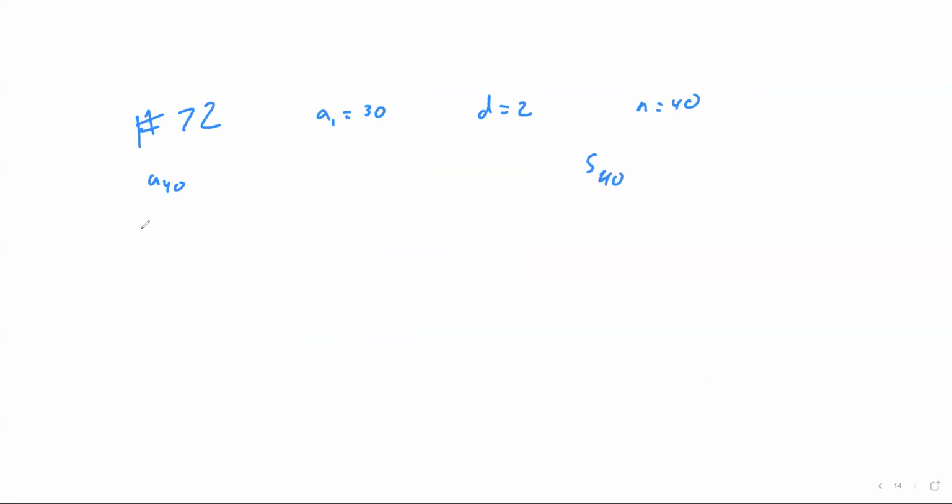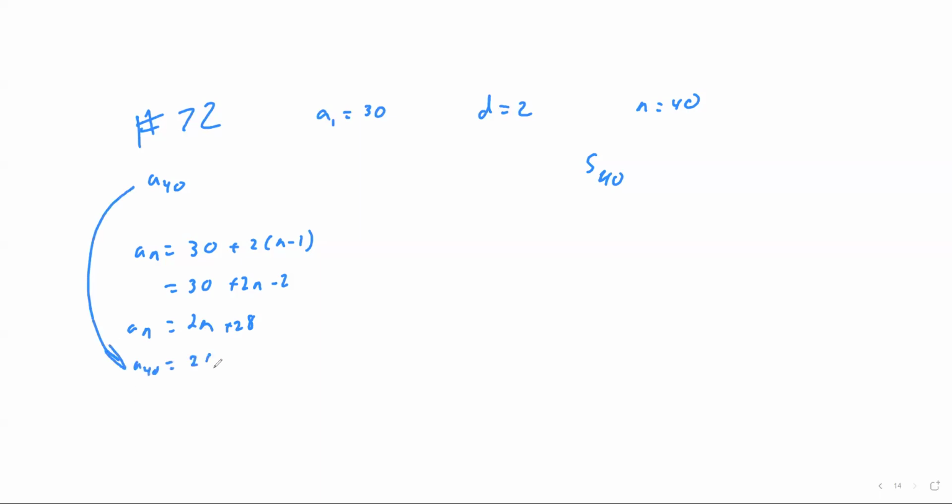All right, so here we go. To find a sub 40, I need to find a sub n. So that's going to be 30 plus 2 times n minus 1. So that'd be 30 plus 2n minus 2. So that'd be 2n plus 28. That would be my a sub n. So to find 40, a sub 40 would be 2 times 40 plus 28. So that'd be 80 plus 28. So that'd be 108. So a sub 40 would be 108. So the last row would have 108. That answers the first question.